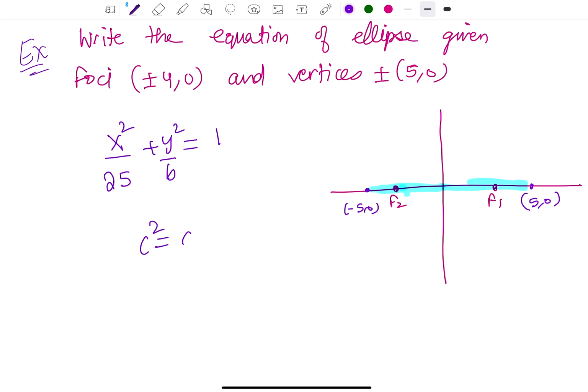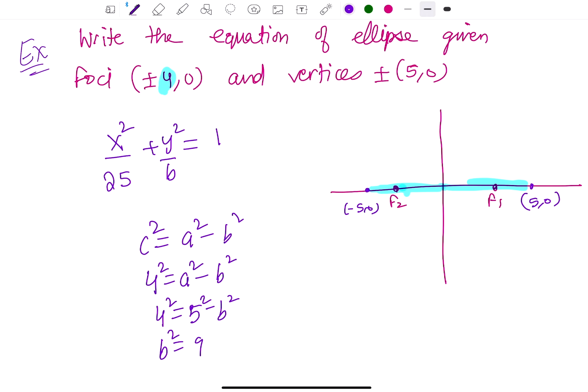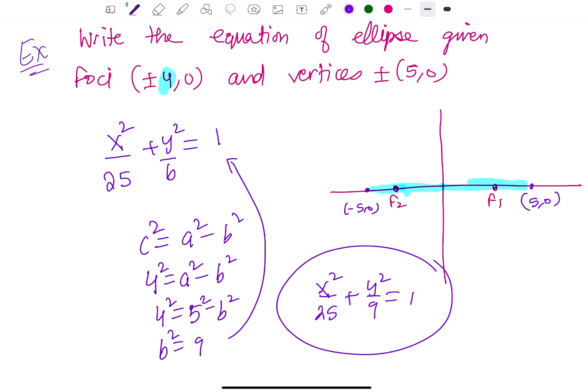We can go ahead and use c squared equals a squared minus b squared. So the c, from the coordinates of foci, is 4 in this case. So 4 squared equals 5 squared minus b squared. That would leave us with b squared equal to 9. So we can plug this back into the equation. x squared over 25 plus y squared over 9 equals 1 is the equation for this given ellipse.